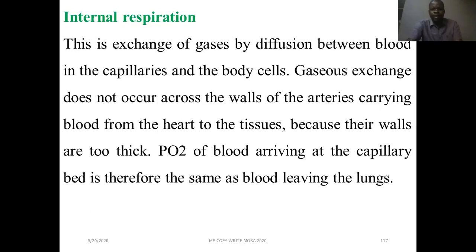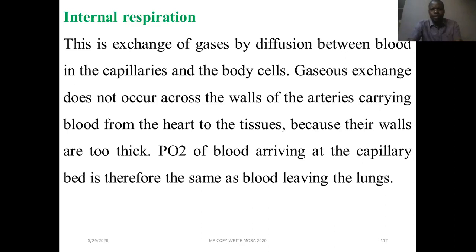So the walls of these other blood vessels are quite thick and they cannot allow internal respiration to take place. Hence, it is able to take place in the capillaries, which, as we have seen, have thin cells.